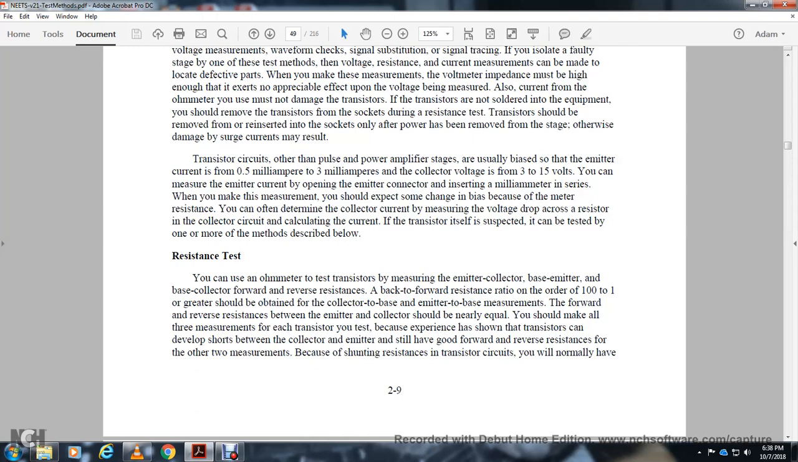The backward to forward resistance ratio should be in order of 100 to 1 or greater for the collector base and emitter base measurements, forward and reverse. The resistances between the emitter and collector should be nearly equal. You should make all of these measurements on each transistor you test.